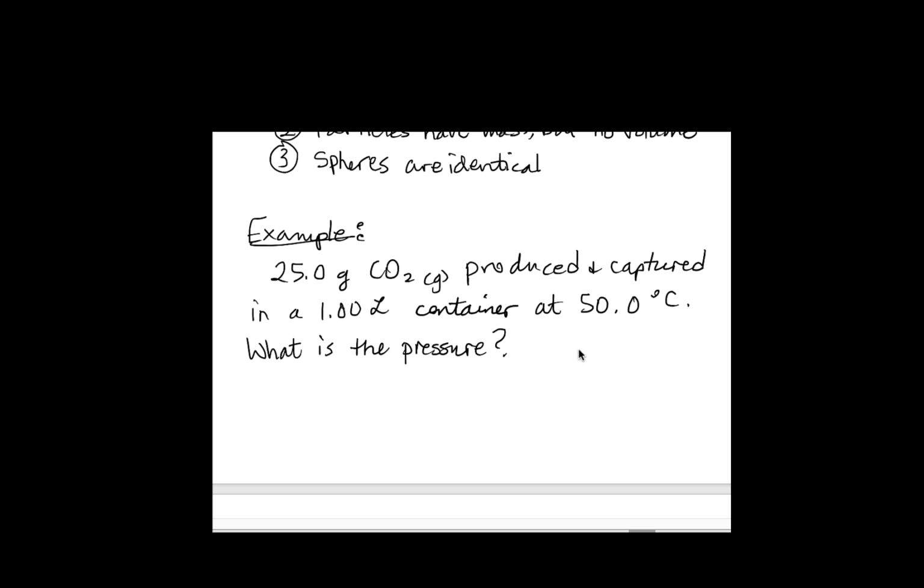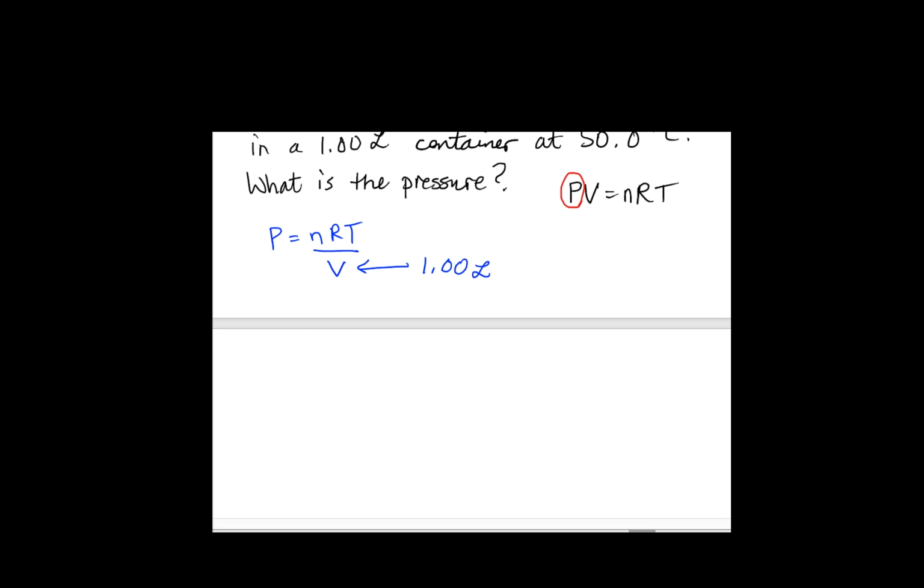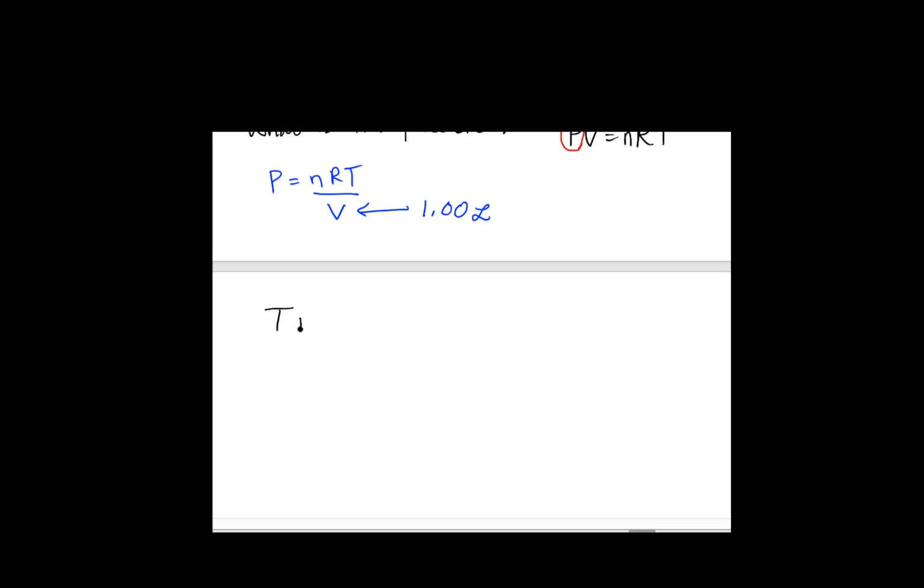If we look at our ideal gas law, PV equals nRT, we can identify that the unknown is the pressure. So we need to solve for it. We'll rearrange the ideal gas law to look like P equals nRT over V. Some of these things we already have. For example, the volume we have is 1 liter. But for the other numbers we need to do some conversions. One thing that we need to remember is that our temperature must be in Kelvin.